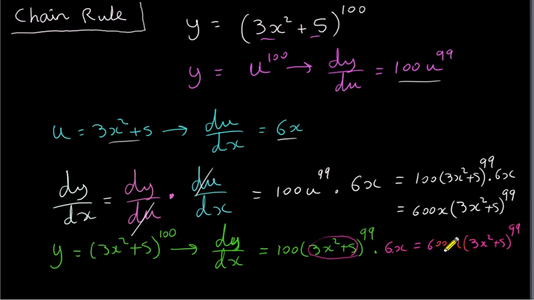Of course we do not multiply 600x into this bracket here. If we wanted to expand this out more fully, we'd have to raise 3x squared plus 5 to the power of 99, which we don't do, of course, and then multiply by 600x. So just to explain this again, we just differentiate around the brackets. We bring the 100 down, take 1 from 100 to get 99, and then we multiply by the derivative of what's inside the brackets. The derivative of 3x squared plus 5 with respect to x is 6x.